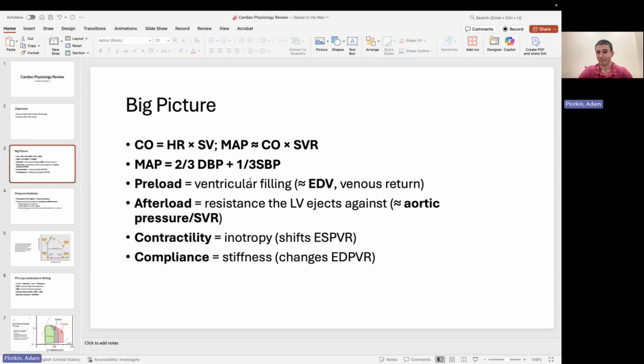Remember, what's the relationship called when we think about stroke volume or preload or end diastolic volume, right? All kind of synonyms for the same idea. So what's the relationship between the end diastolic volume and contractility? What's that relationship called?